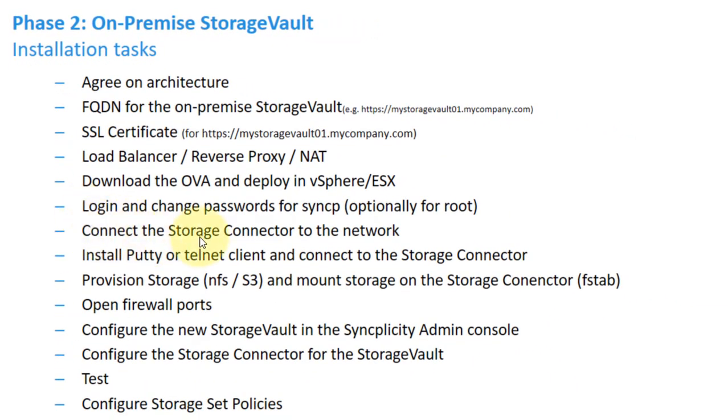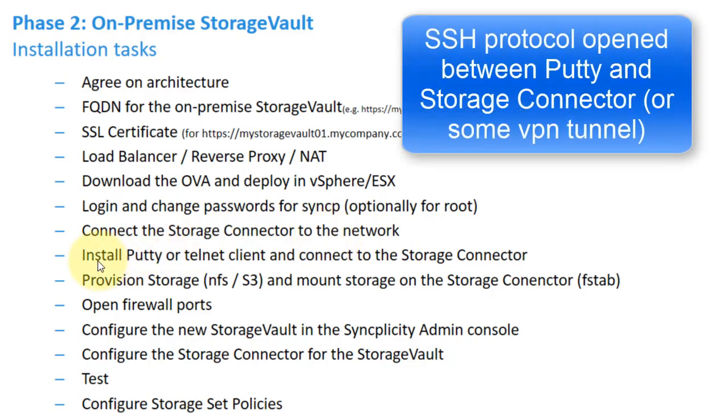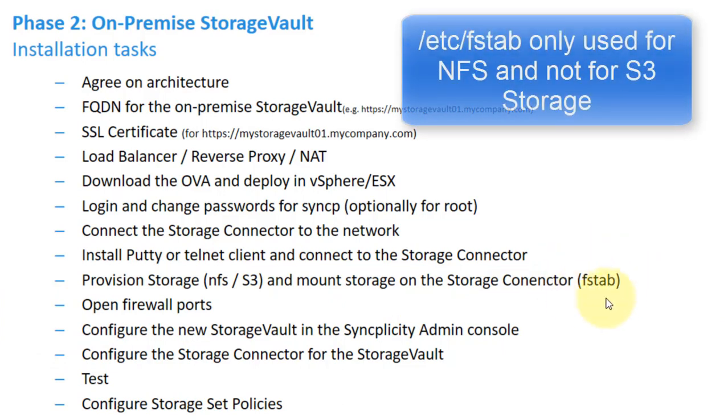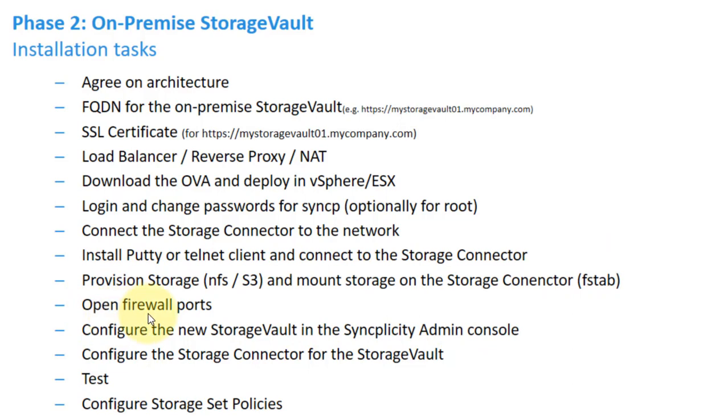Once that is done, you connect the storage connector to the network, you configure the network settings, and from that moment you can use PuTTY as your friend or any other Telnet client to connect to the storage connector for the configuration. You're going to provision storage in the form of an NFS share or an S3 URL, and you're going to mount that storage on the storage connector. We're going to update fstab to do that mount during boot time. You need to open some firewall ports, and configure the new storage vault in your Syncplicity admin console.